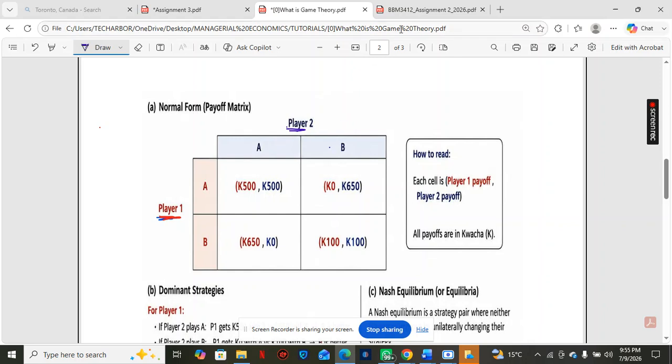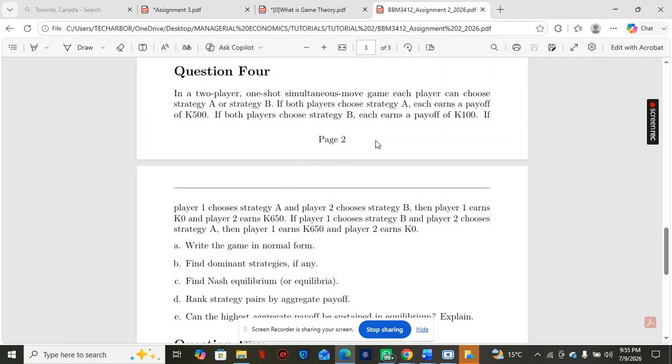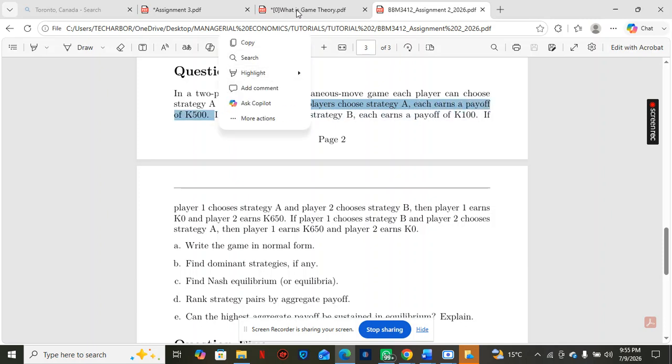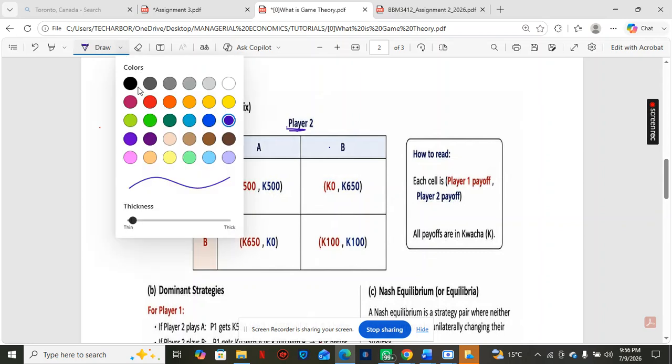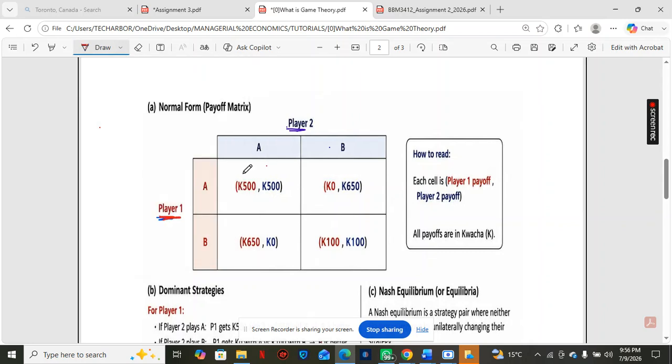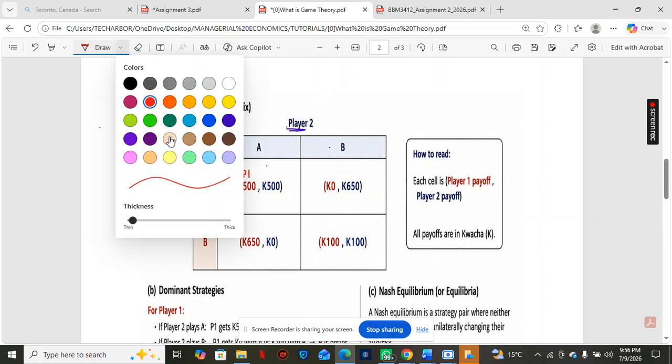So remember in the question it says, if both players choose strategy A, each player earns a payoff of 500 kwacha. So have you seen? Both players choose strategy A. Player 1 chooses strategy A, player 2 chooses strategy A. Both of them have payoffs of 500 kwacha. Remember, what's in red is for player 1. What's in blue is for player 2.